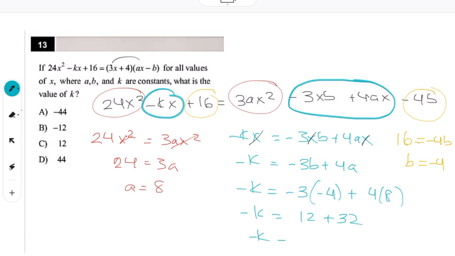That means that negative k is equal to 44, which also means that k, if we multiply both sides by negative 1, is equal to negative 44. Therefore, the answer is A.